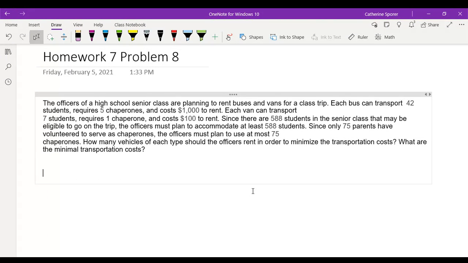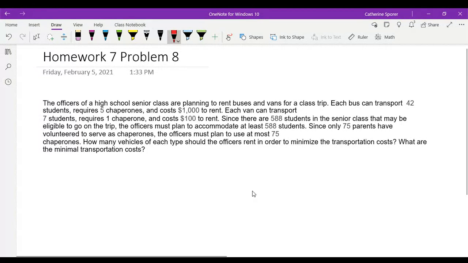Since there are 588 students in the class that may be eligible for the trip, the officers must plan to accommodate at least 588 students. And since only 75 parents have volunteered to serve as chaperones, the officers must plan to use at most 75 chaperones. Okay, so greater than or equal to 588 students need to be accommodated, and less than or equal to 75 chaperones are available. We want to know how many vehicles of each type they should rent in order to minimize transportation costs.